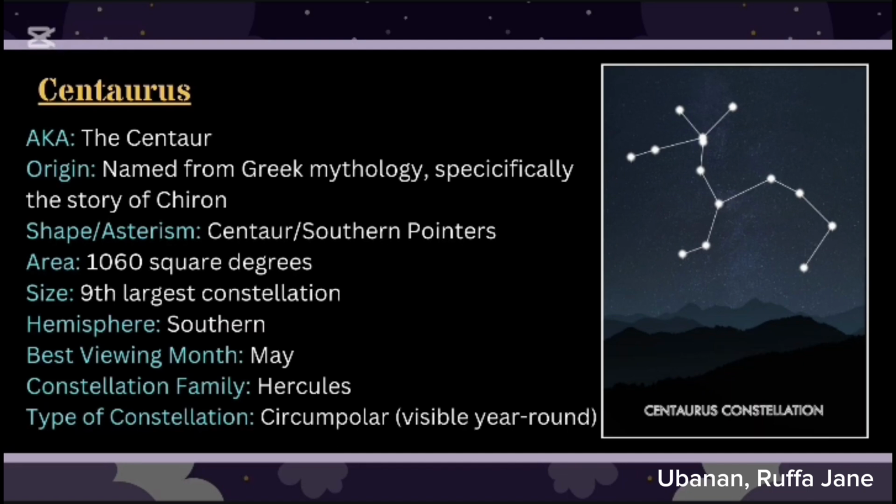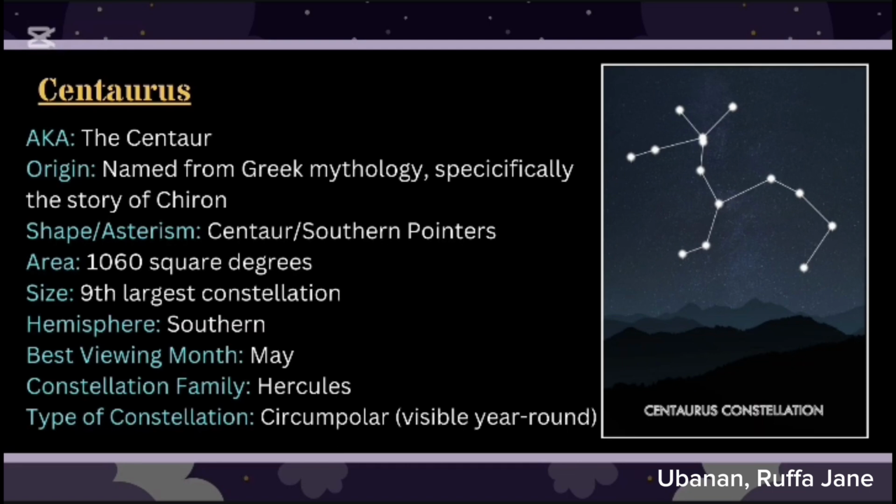The best time to view Centaurus is during the month of May. It is part of the Hercules constellation family. Centaurus is also a circumpolar constellation, meaning it's visible year-round from the southern hemisphere. The brightest star in Centaurus is Alpha Centauri, also known as Rigil Kentaurus.